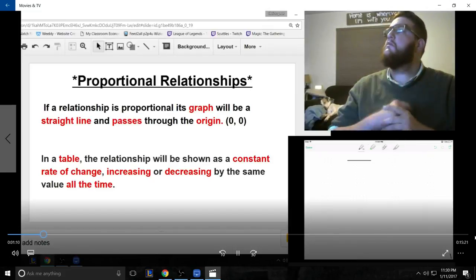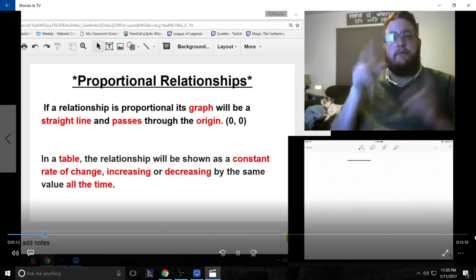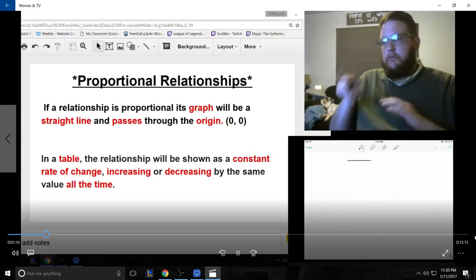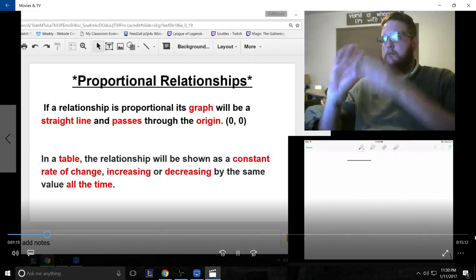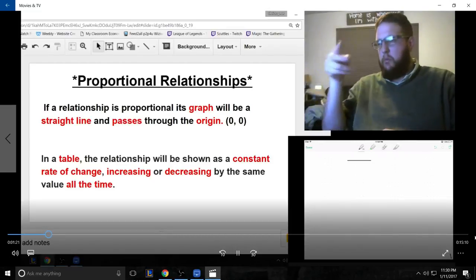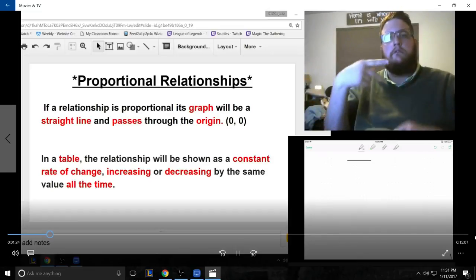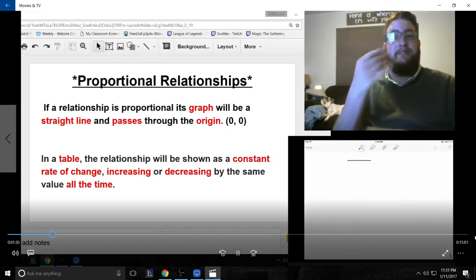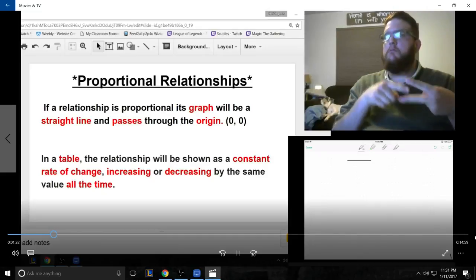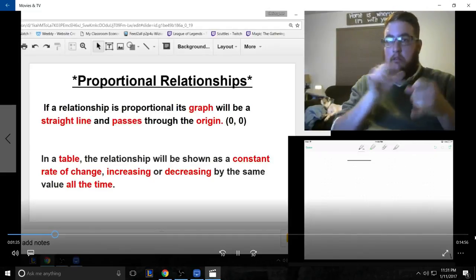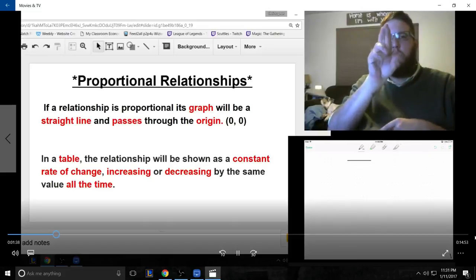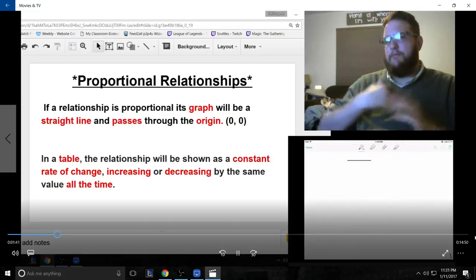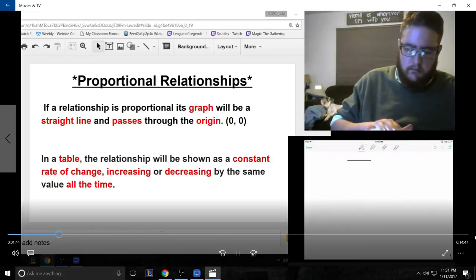As you can see, we've got two different situations where we will be identifying proportional relationships. The first situation is on a graph. If a relationship is proportional, its graph will be a straight line and pass through the origin. So in order for us to determine if a graph is proportional or not, it must be a straight line and it must pass through the origin. Now, you may be unfamiliar with the word origin, and that's alright. So let's go ahead and recap what an origin is.